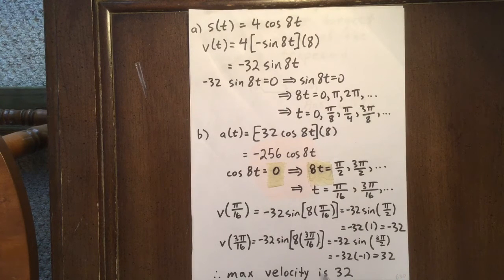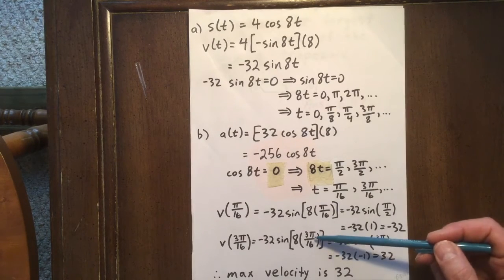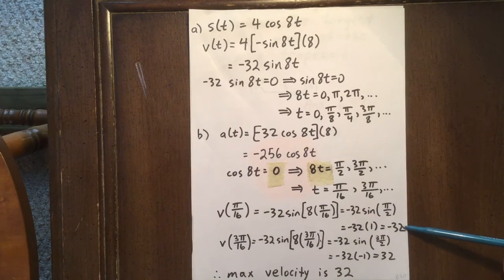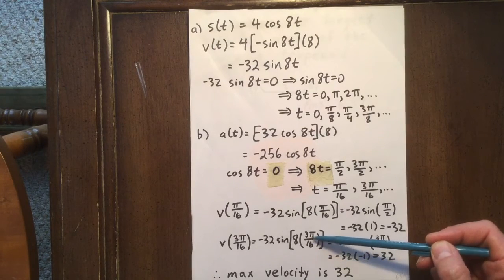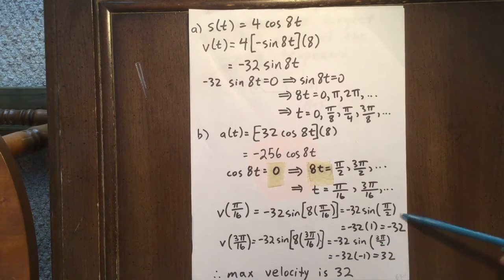Now instinctively we know that the maximum possible value of the sine of any angle is 1, and the minimum possible value of the sine of any angle is negative 1. So we kind of knew, even here, that we were going to get one of the answers to be negative 32 and one of the answers to be positive 32. We can plug in 5 pi over 16 and we'll be back here with an answer of negative 32. We can plug in 7 pi over 16 and we'll be back here with an answer of positive 32. It's just going to yo-yo back and forth because it's a periodic function. So our maximum velocity is 32.